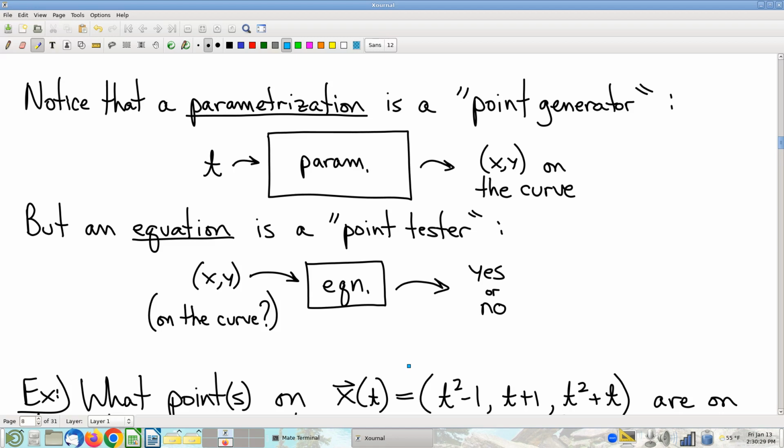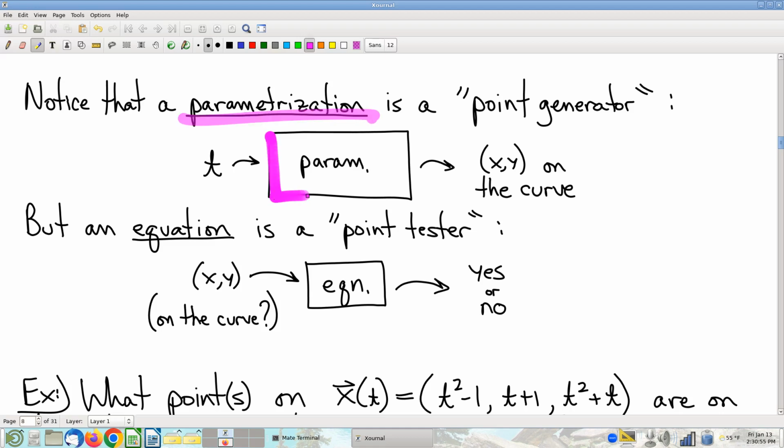A lot of people look at equations and parameterizations and don't really see the difference. After all, they're both algebra and they both describe curves. So it'd be kind of easy to say, whatever, a parameterization is kind of an equation. But they are very, very different in how they relate to the curve. So here we go. Specifically, a parameterization.